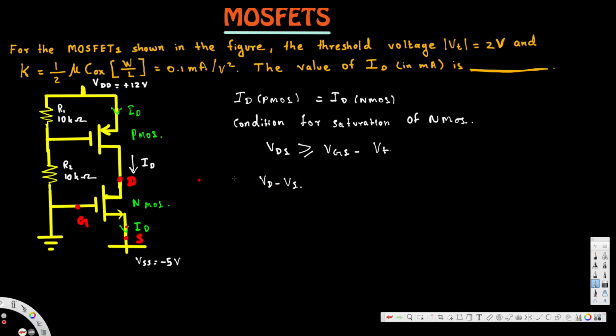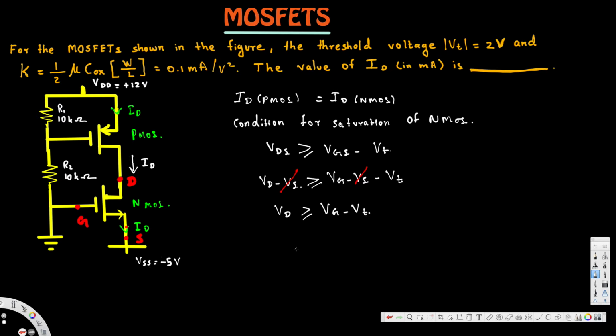So when we write everything, we are looking at the positions where we have particular voltages. Let's continue here. VDS is VD minus VS. That should be greater than or equal to VGS, which if you expand this is VG minus VS minus VT. From this you can see we can cancel VS and VS. So we are left with VD that should be greater than or equal to VG minus VT.